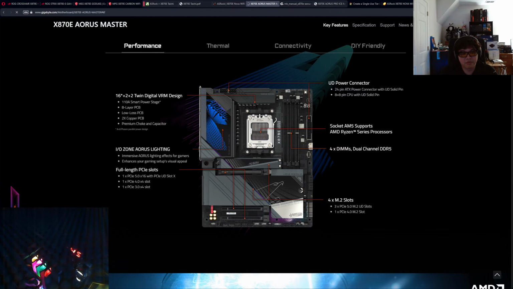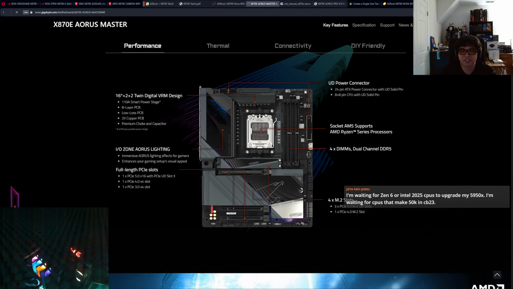Seems like more cores makes using Windows feel... Maybe. I don't really notice a difference, to be honest, when it comes to just Windows. You're waiting for Zen 6 or Intel 2025 to upgrade the 5950X.